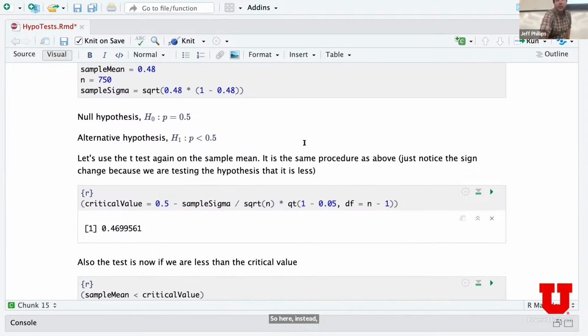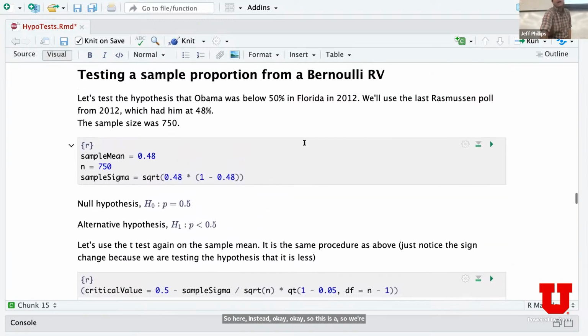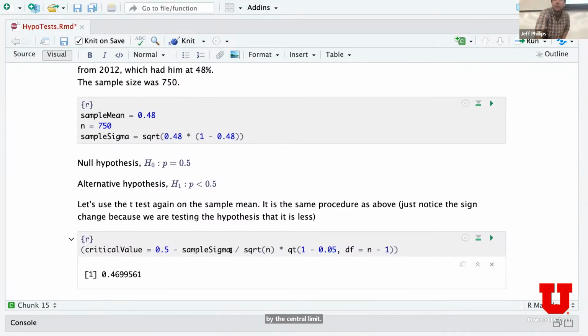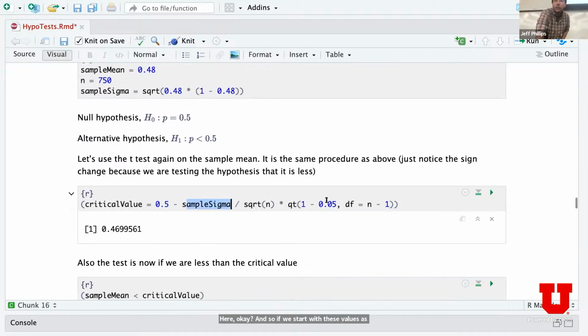When you take an average of a bunch of Bernoulli random variables, it looks like a binomial distribution over n, divided by n, and this looks like a normal distribution. So the sample mean is going to look like it comes from a normal distribution by the central limit theorem, and we then use a t distribution with the sample sigma. If we start with these values as input, we can create a critical value.